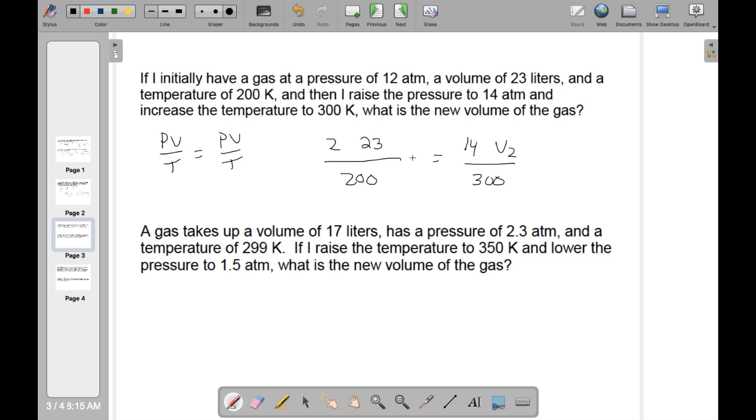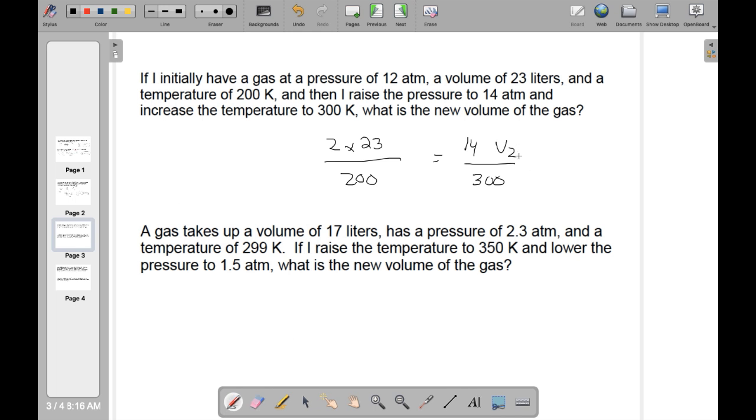One thing I would advise in these problems, make sure your units match up. Since there's more information in these problems, it's going to be easier to make a mistake. Sometimes they will slip in different units. They'll give you atmospheres, but they want the answer in kilopascals or something like that. So just be aware of that. So we have 2 times 23 over 200. Yet again, this is a little bit more complicated in terms of the math.